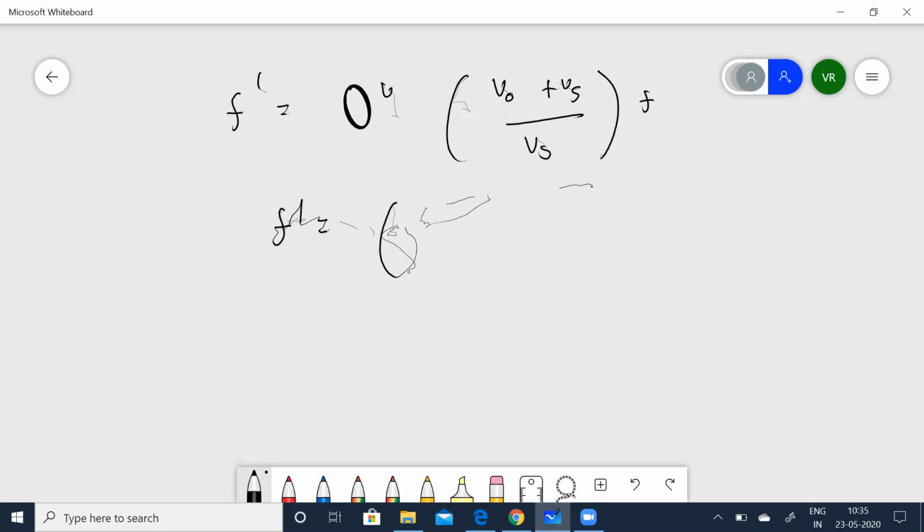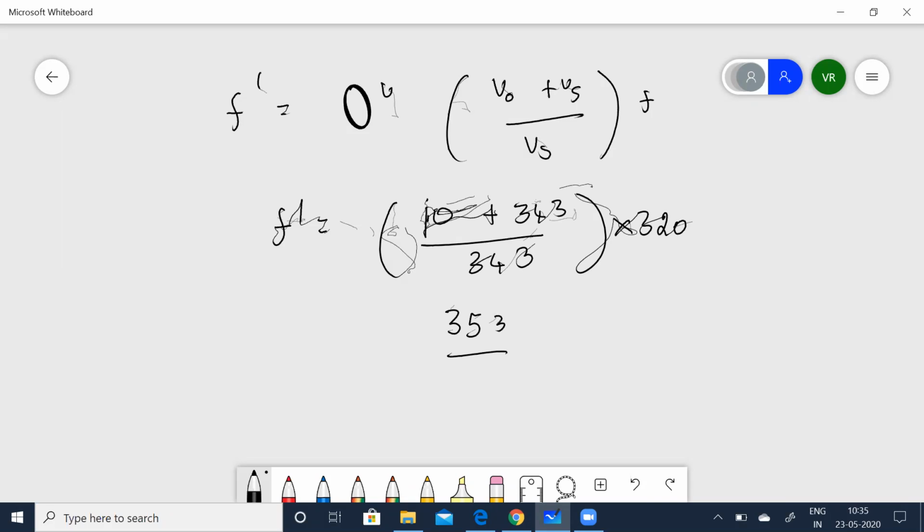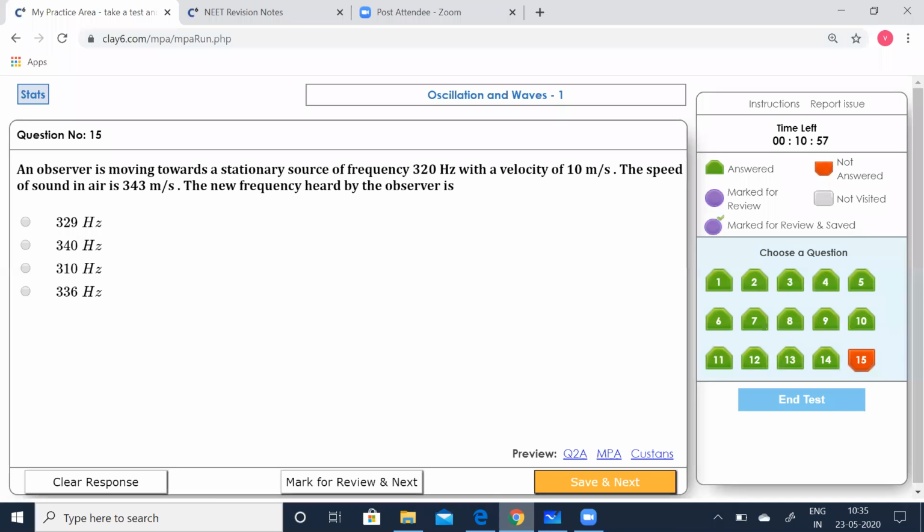So it is now going to be 10 plus Vs, which is 343, right? 343 divided by 343 times 320. When you simplify this, it is now going to be 353 divided by 343 into 320. So when you simplify this, you get it as 329 Hertz. Let's see which option is correct. 329 Hertz. So option A is correct.